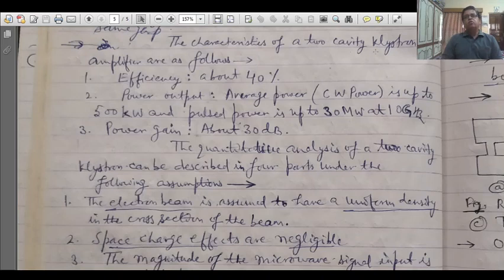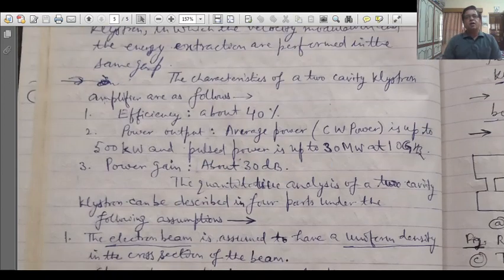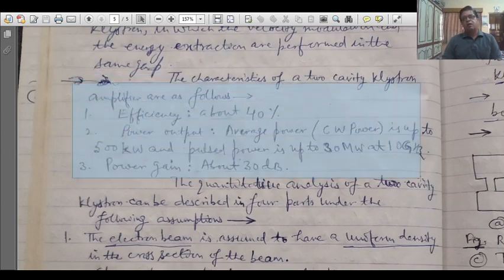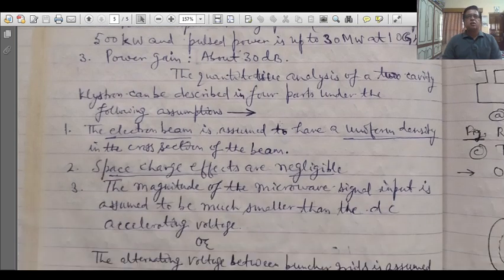The characteristics of the two cavity klystron. What are the main basic characteristics? Efficiency is about 40%. Average power output is up to 500 kilowatts and pulse power is up to 30 megawatts at 10 gigahertz. Power gain is about 30 decibels. These are the maximum achievable performance figures of a two cavity klystron.